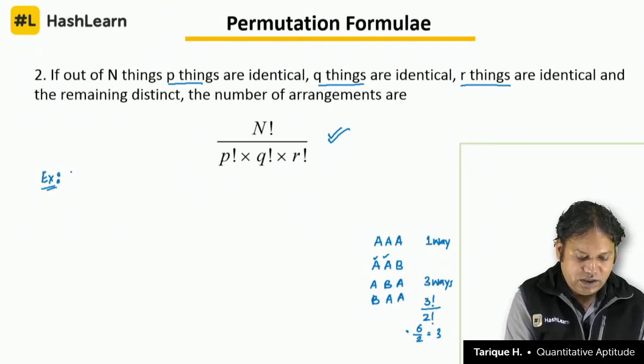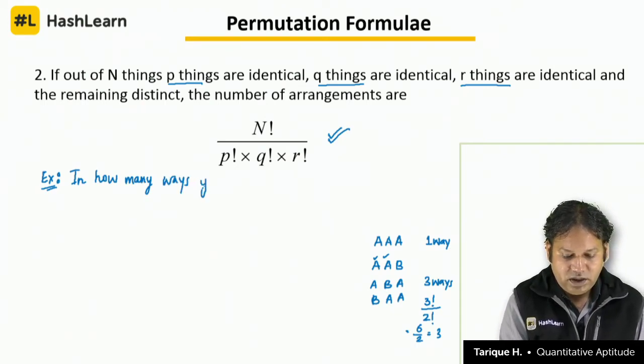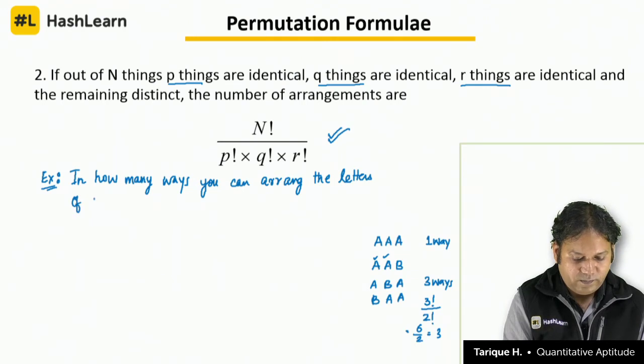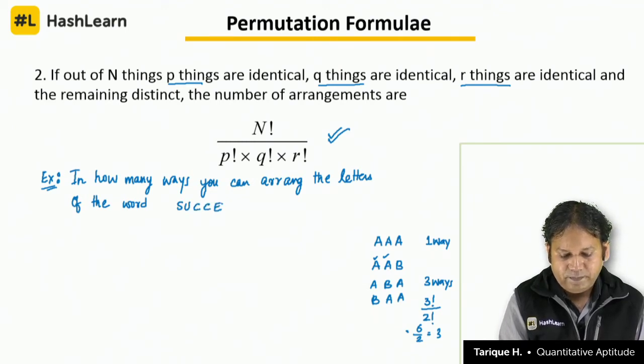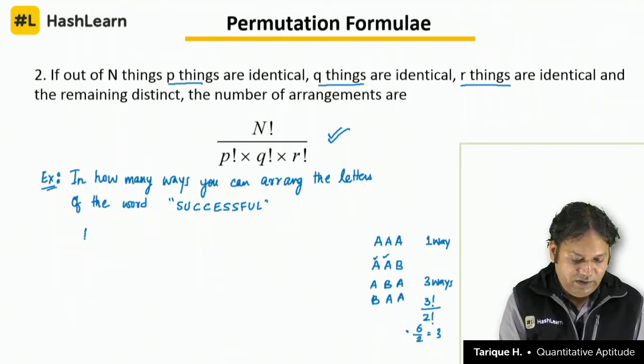In how many ways you can arrange the letters of the word successful? Okay. So, let us look at this word successful and see how many letters are there, and also observe how many letters are repeating. So, if you count the number of letters, you see the number of letters equals 10.